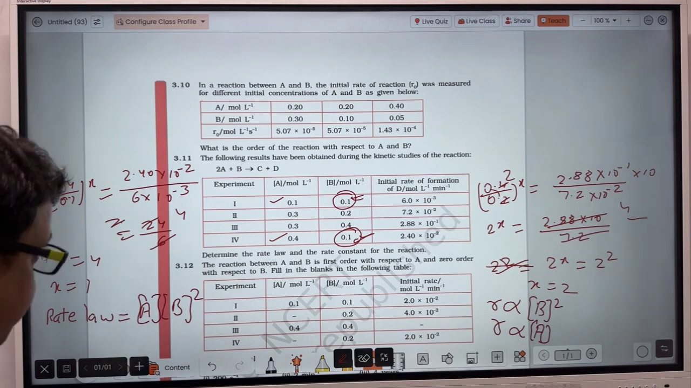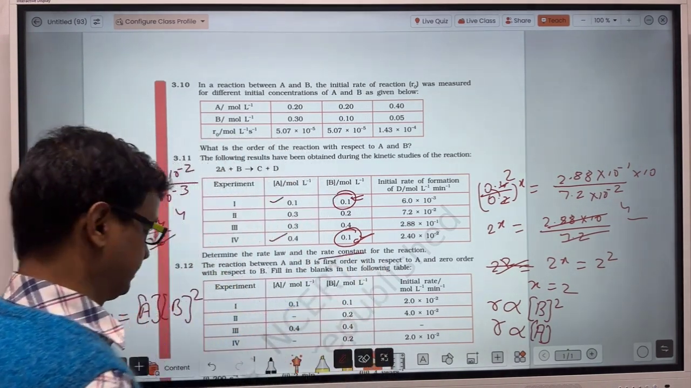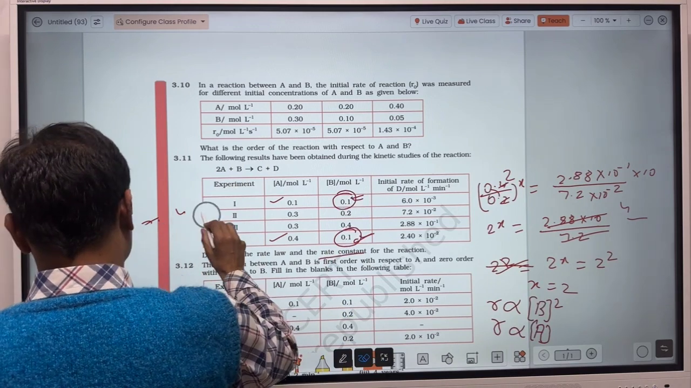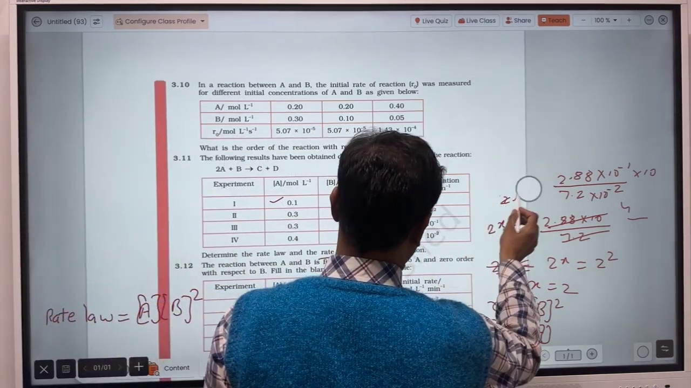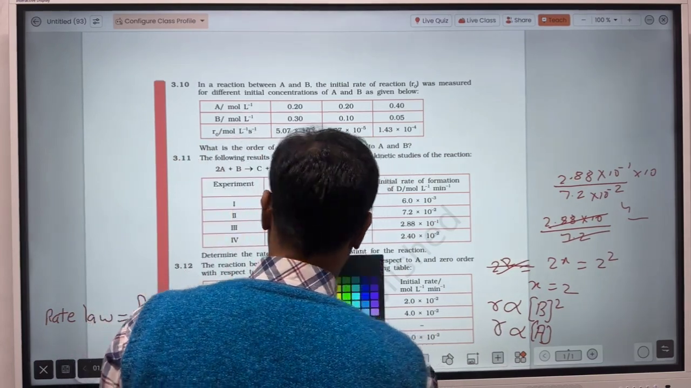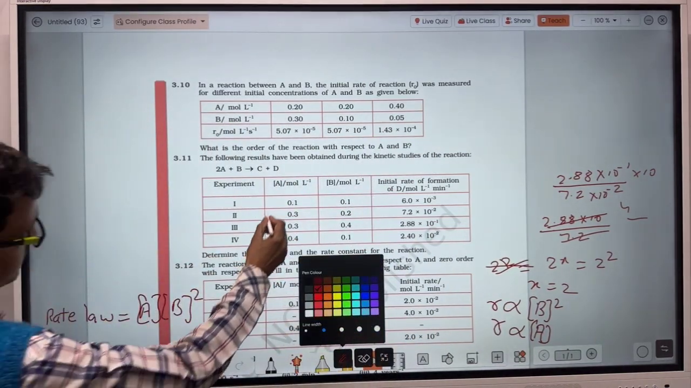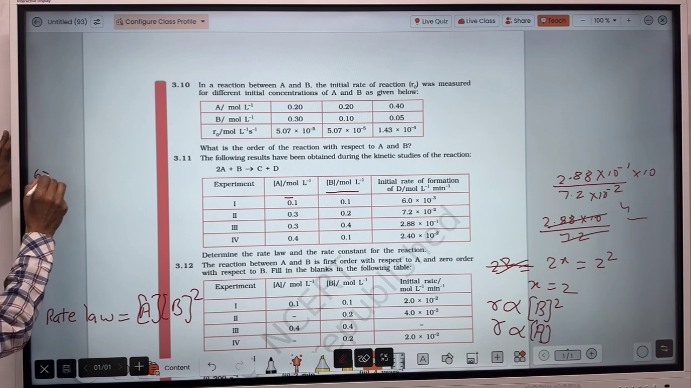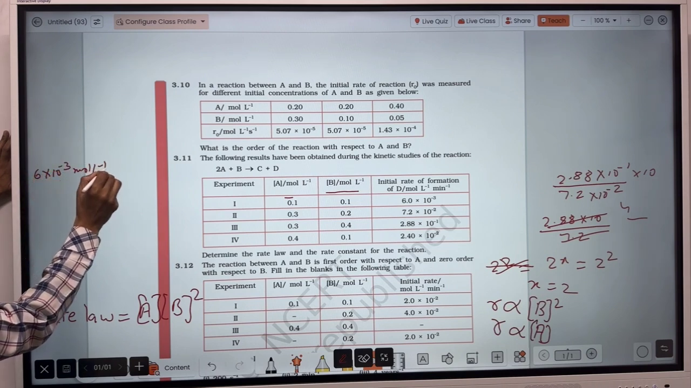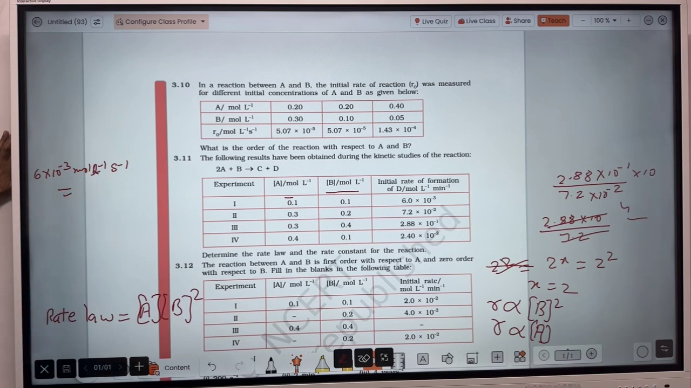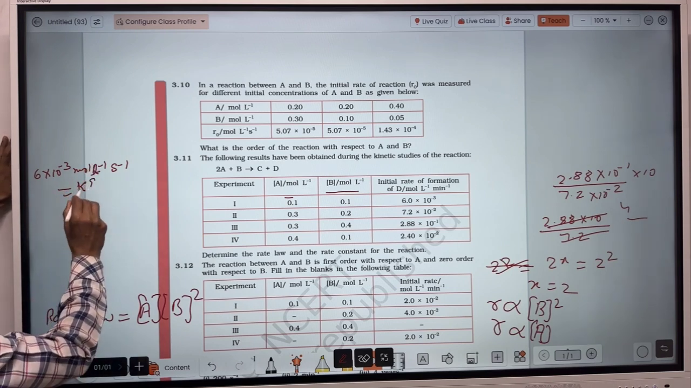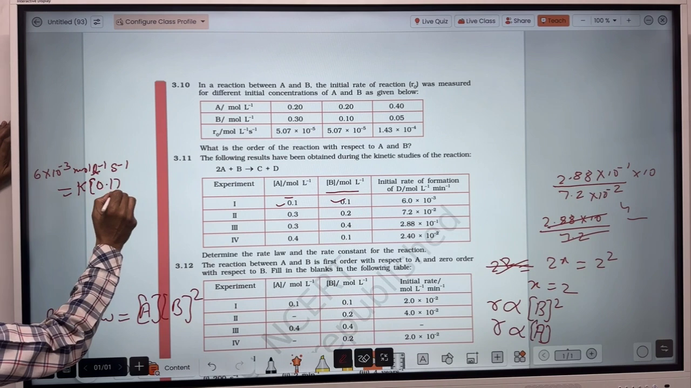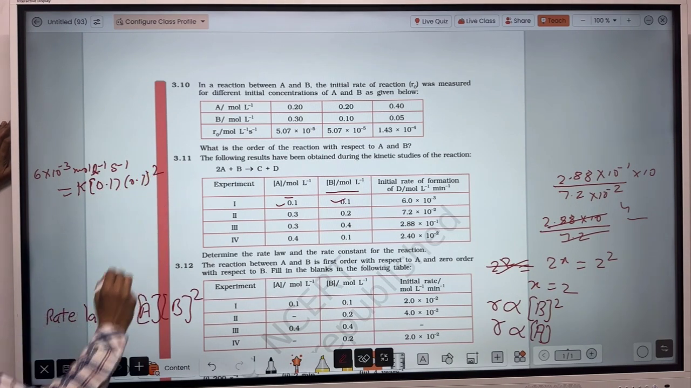Now how to find out the rate constant? The second question is the rate constant. So let's see how to calculate the rate constant. Take any question like this one. So the rate of reaction is 6 into 10 power minus 3. That is equal to the rate constant into the concentration of reactant, how much? The concentration of reactant here is 0.1. So 0.1 into 0.1, that's a square.